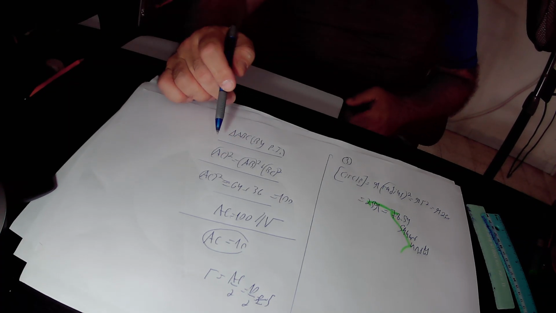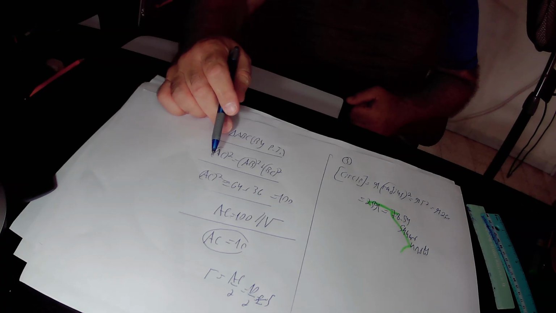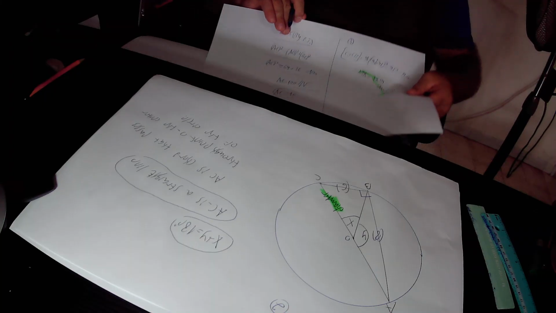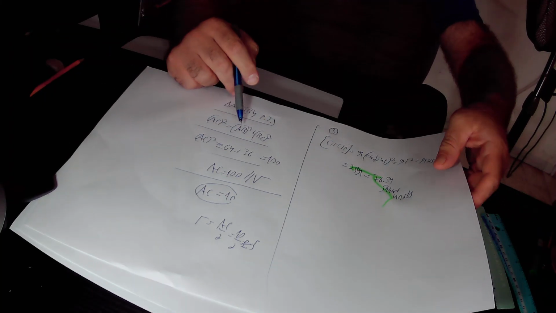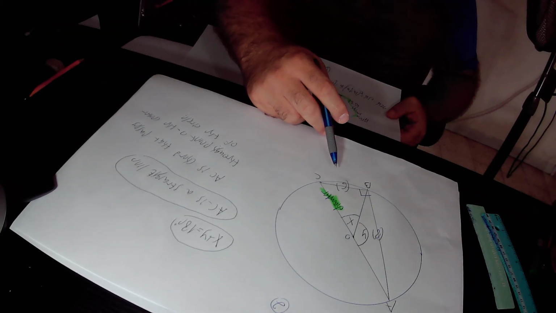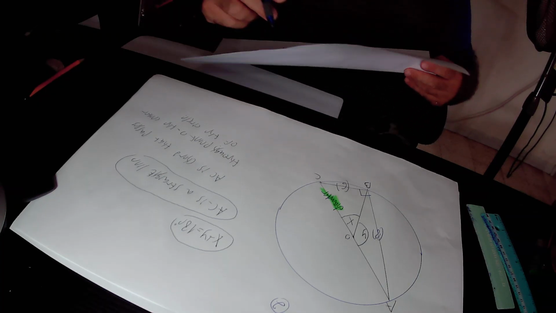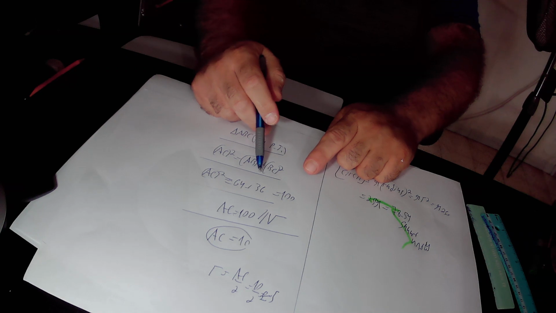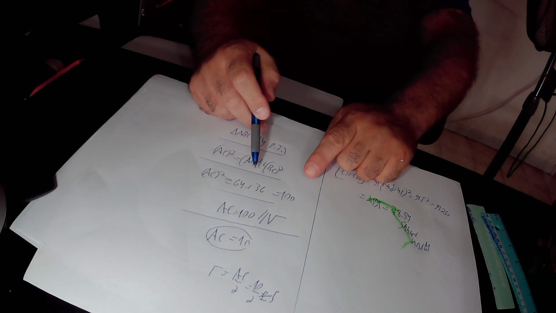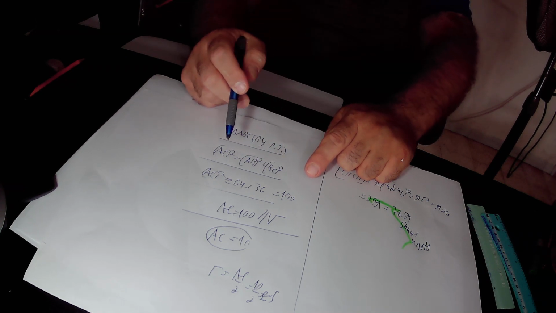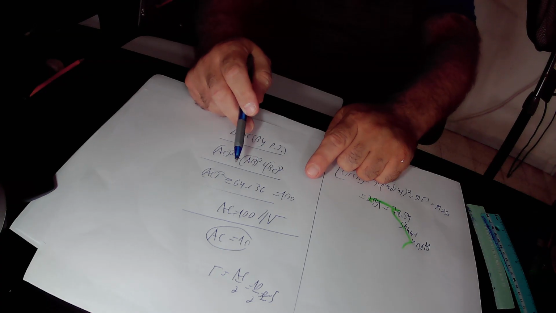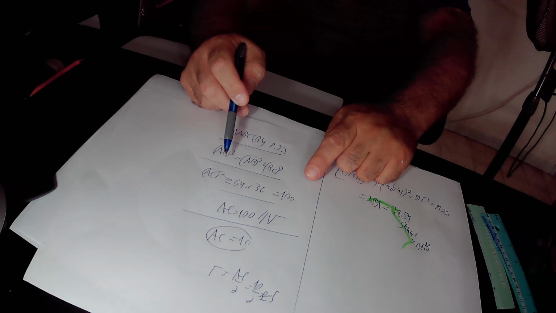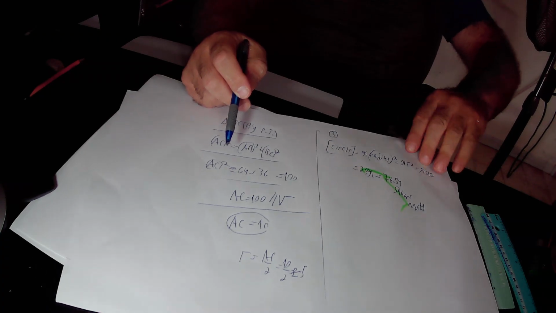AC is the missing side, so we leave it as it is: AC squared equals AB squared. AB is 8, therefore AB squared is 8 squared, that is 64, plus BC squared. BC is 6, therefore BC squared is 6 squared, that is 36. So in total, AC squared equals 64 plus 36. 64 plus 36 is 100, so AC squared equals 100. Here we take the root of this equation, and find that AC equals the square root of 100.